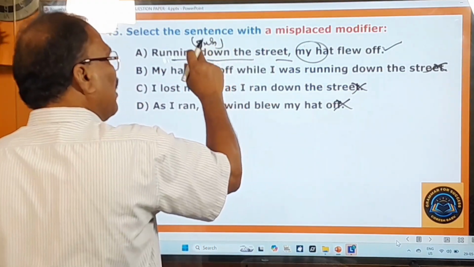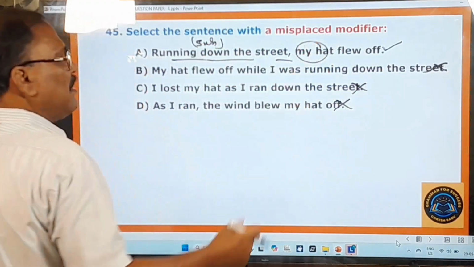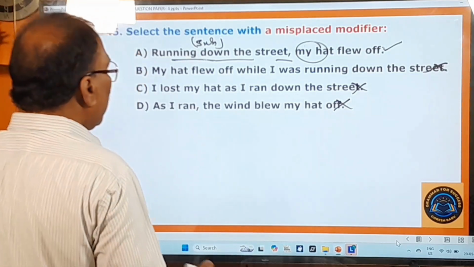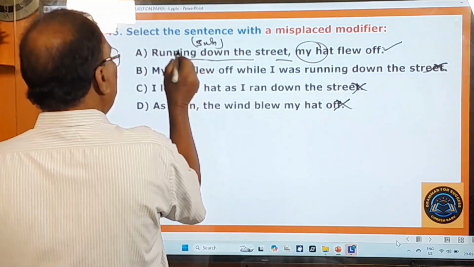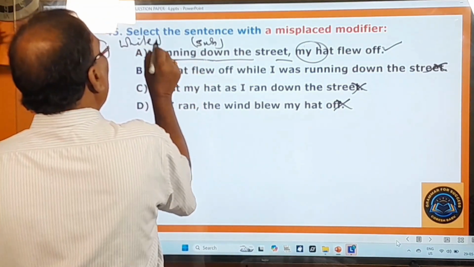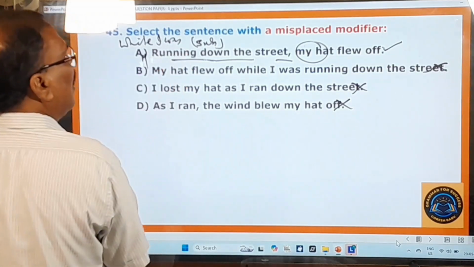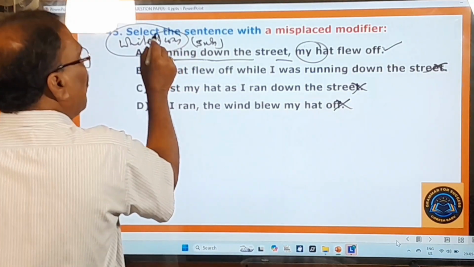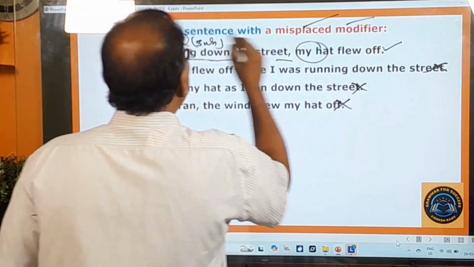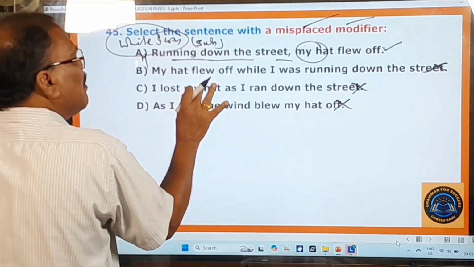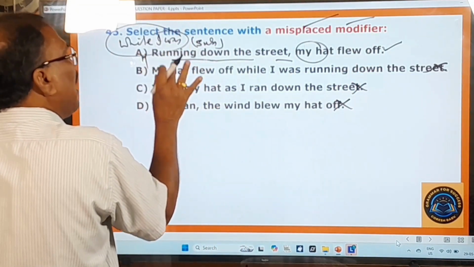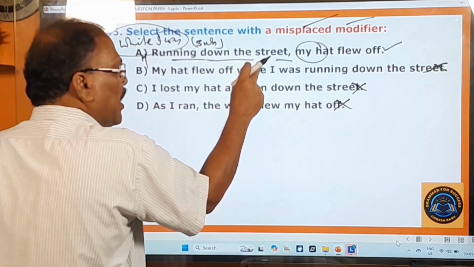కానీ ఇక్కడ పర్సన్ ఉండాలి, not the hat, because a hat doesn't run down the street. And that's why here the sentence must have "while I was" అనే మాటలు ఇక్కడ ఉండాలి. ఈ మాటలు ఇక్కడ మిస్ అయ్యాము కాబట్టి దట్ ఈస్ కాల్డ్ ఎ మిస్ప్లేస్డ్ మోడిఫైయర్. Here the subject is missing. The sentence must be like this: while I was running down the street.